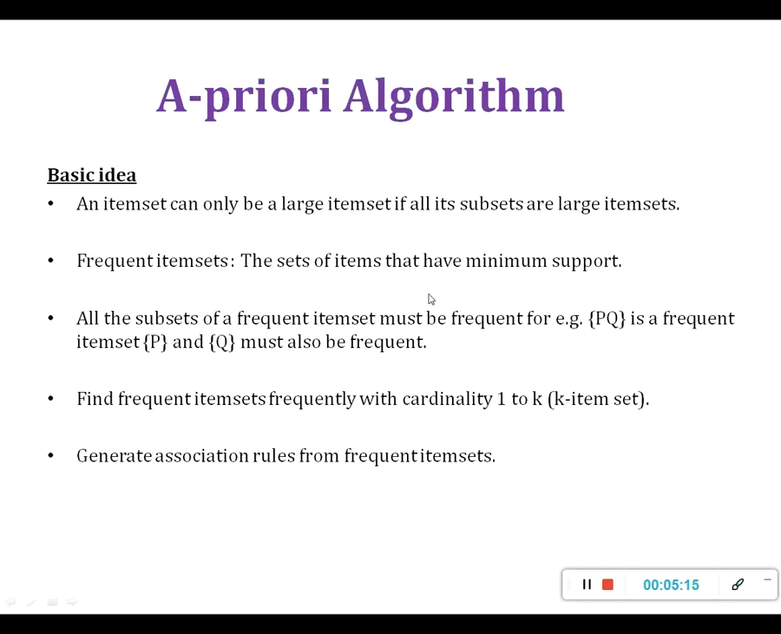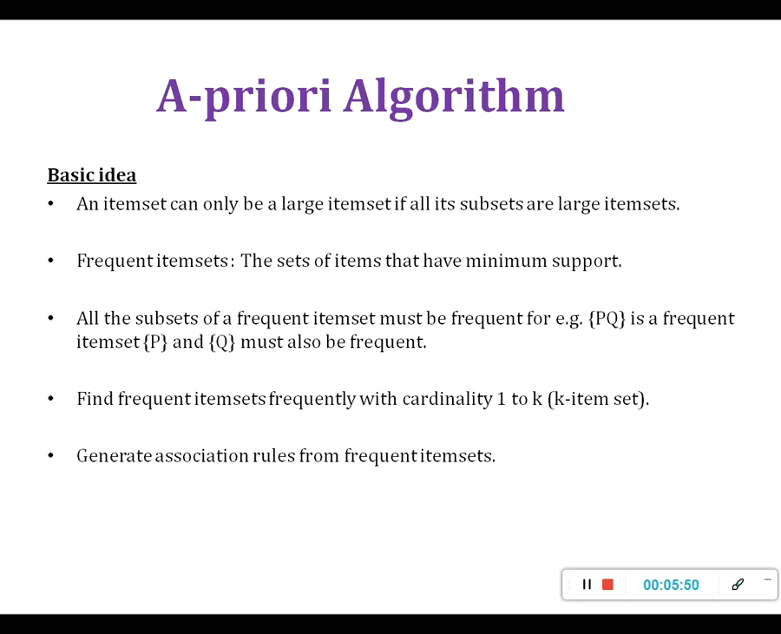But the basic idea for this is an item set can only be a large item set if all its subsets are large item sets. Frequent item sets are nothing but the item sets that have the minimum support. So we also saw in the previous session that whenever we say a particular item set is frequent, then it should satisfy the minimum support count, meaning that the frequency count of that item set should be greater than or equal to the minimum support. Then and only then can we consider that as a frequent item set.